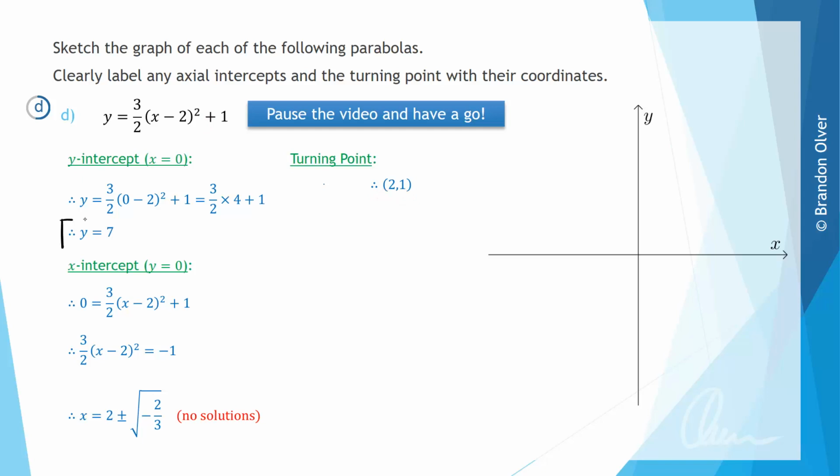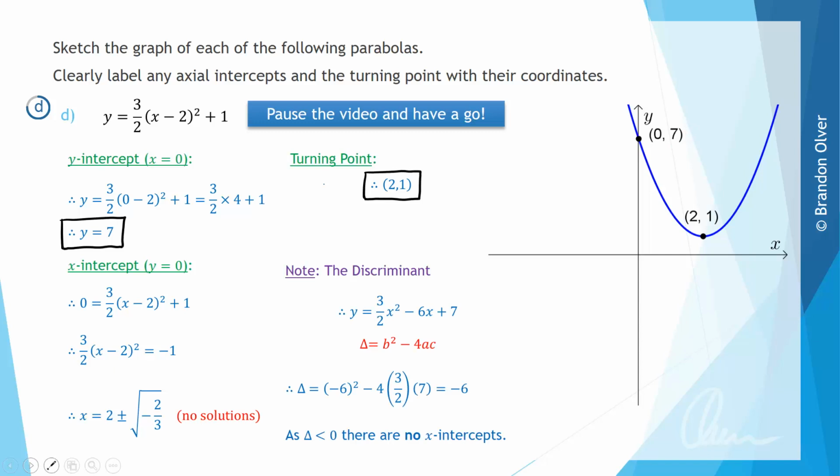So using the y-intercept of positive 7 and the turning point of 2, 1, we could construct a graph that wouldn't have any x-intercepts, so we couldn't plot them because we couldn't find any. So the graph would look something like this. And you can see your turning point at 2, 1 and the y-intercept of 0, 7. And from a graphical point of view, you can see that there are no x-intercepts to that graph either.